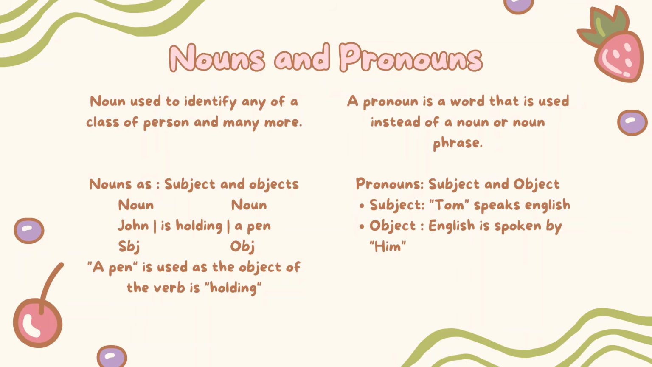Now for a pronoun. What is a pronoun? A pronoun is a word that is used instead of a noun or noun phrase. Pronouns can be used in two ways, as subject and as object. Here are some examples of the sentence. Tom speaks English. The same goes for the object: English is spoken by him.